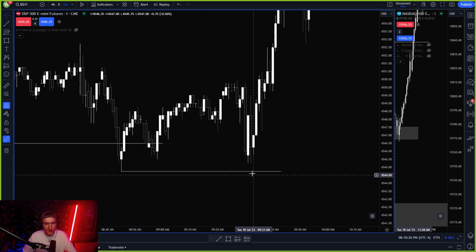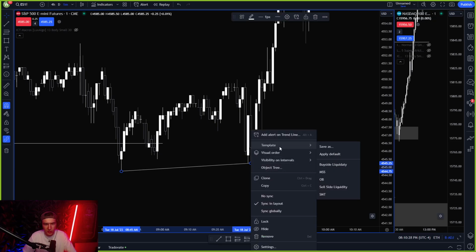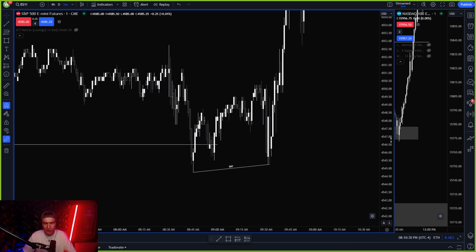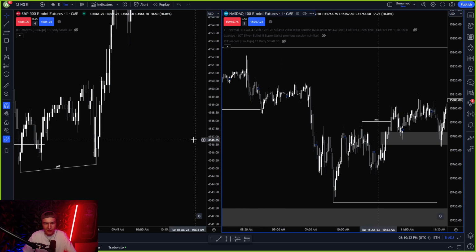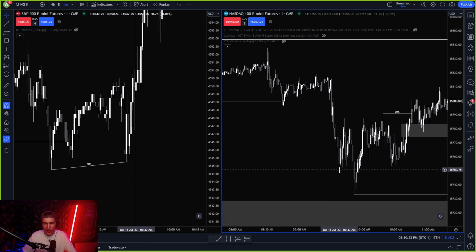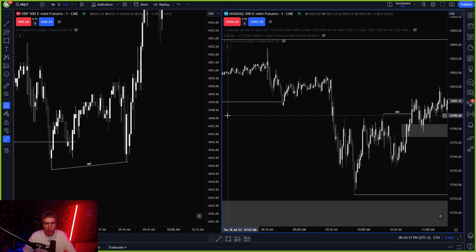ES comes down, never sweeps this low. So we actually form SMT here. So we form SMT after sweeping the low. If we're looking at ES at the time, ES puts in that low here. So absolutely, NQ sells off. ES is looking super strong.